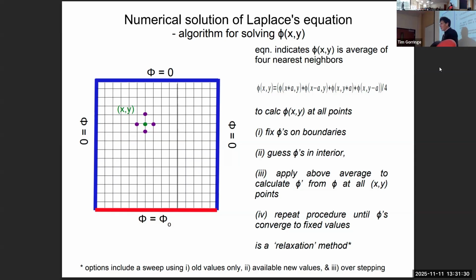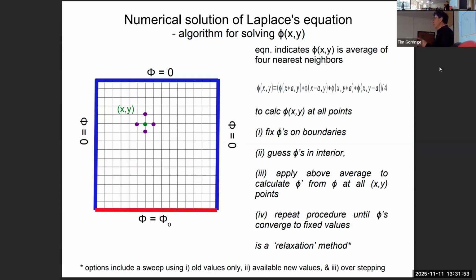There's another way you can do it, which is as you're updating values and calculating new values, supposing you're starting up here in the top left corner, then you could actually be using those when they come up again for other points in the mesh. So you can do that. That's a second way of applying this relaxation method.